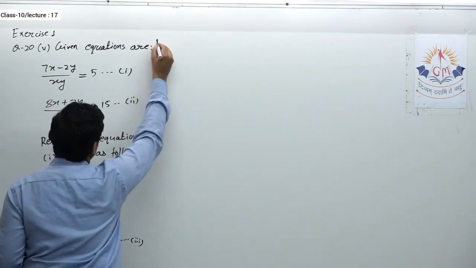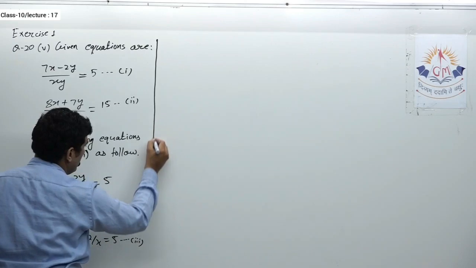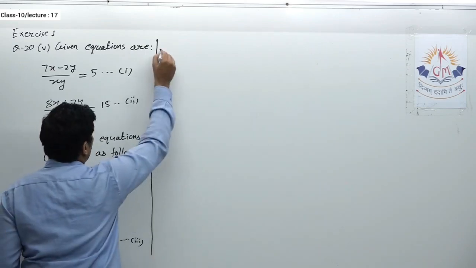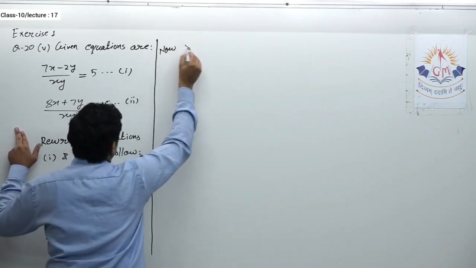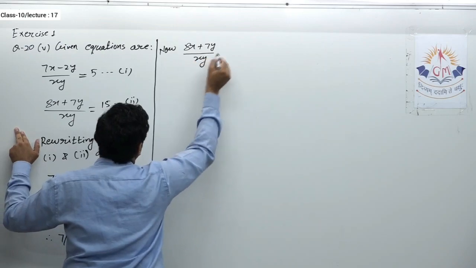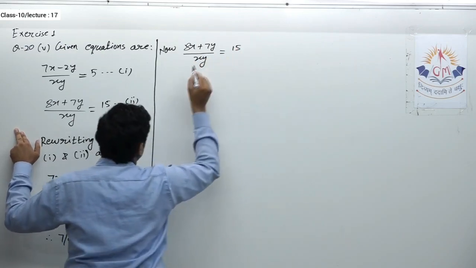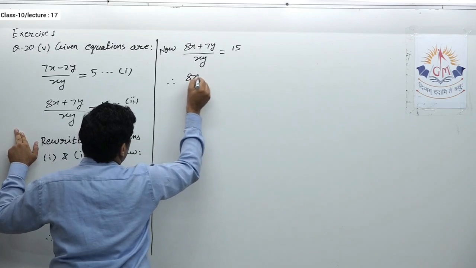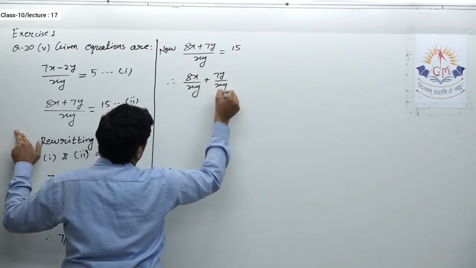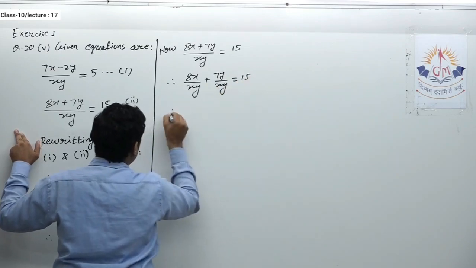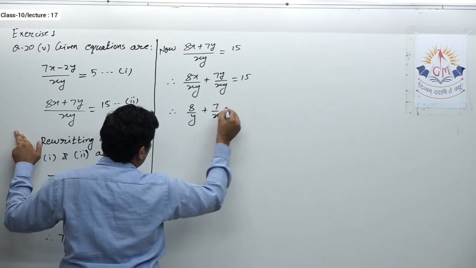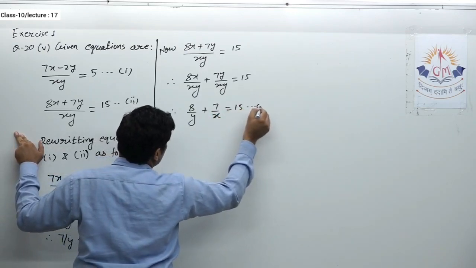Now in the similar way we rewrite the second equation. Here we have 8x plus 7y upon xy is equal to 15. So 8x upon xy plus 7y upon xy is equal to 15. So this will become 8 upon y plus 7 upon x is equal to 15. Let it be equation number 4.